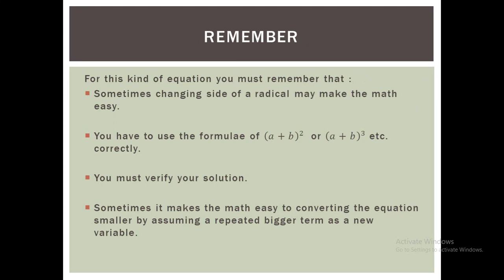For this kind of equation, you must remember that sometimes changing the side of a radical may make the math easy, as we have changed the side of one radical in our first example, and you have to use the formula of a plus b whole square or a plus b whole cube etc. correctly to solve this equation. You must verify your solution. Sometimes it makes the math easy to convert the equation into a smaller one by assuming a repeated bigger term as a new variable.